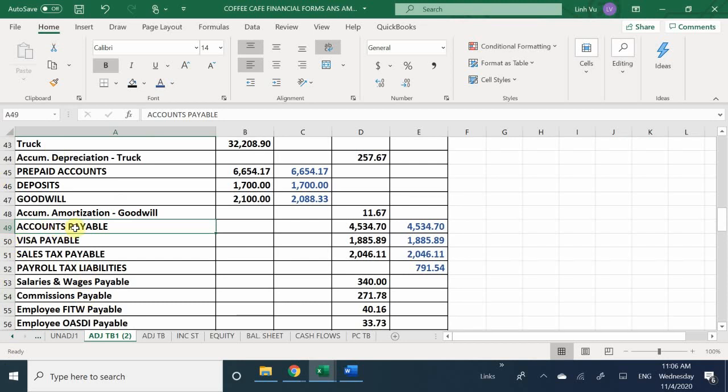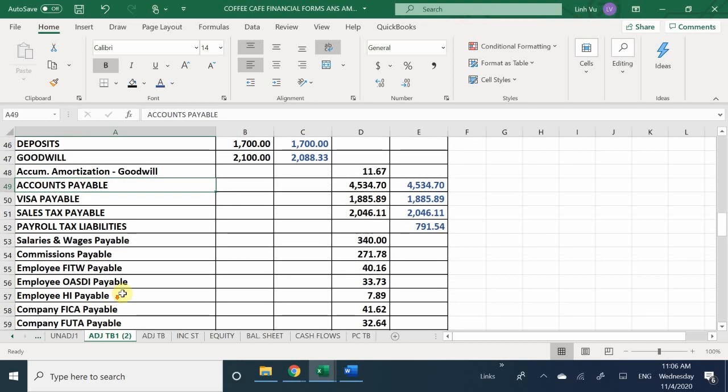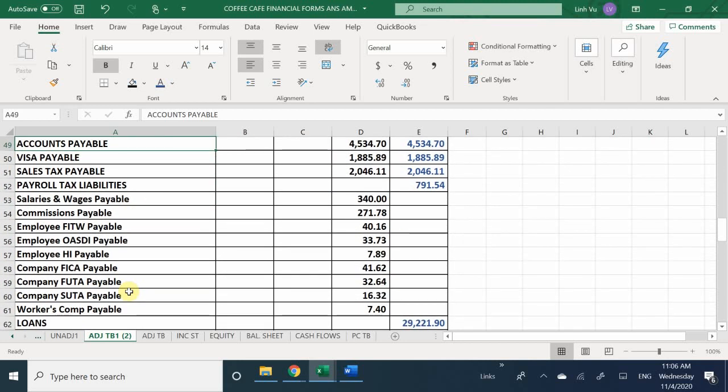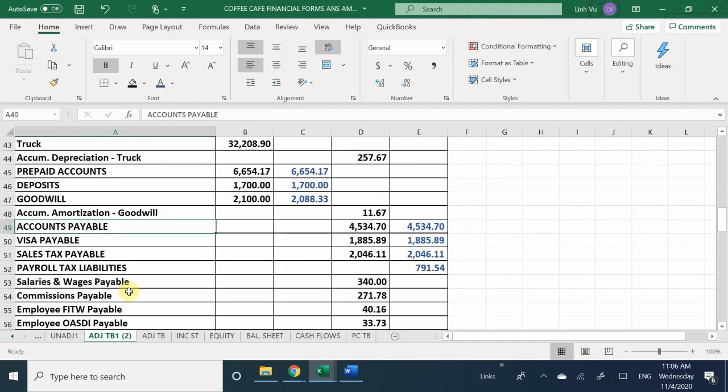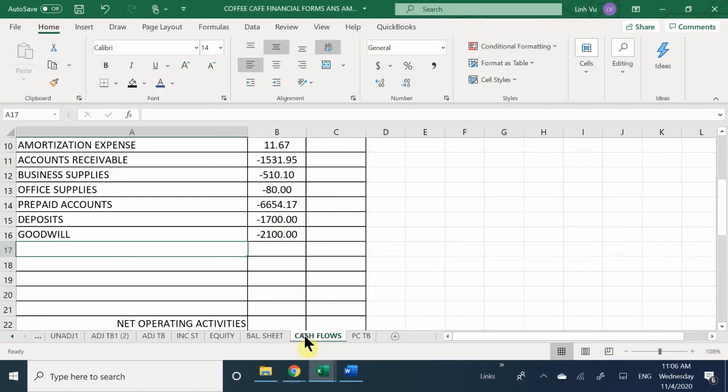So here we have accounts payable, a Visa payable, sales tax payable. We haven't paid the government yet, and we haven't paid for the taxes that we owe, as well as the salaries and commissions that we accrued. So all of these are going to be added back in there. Okay, and loans is going to be part of financing. Okay, so I have 4 things I need to add back into my account, and let's go ahead and process those in there.